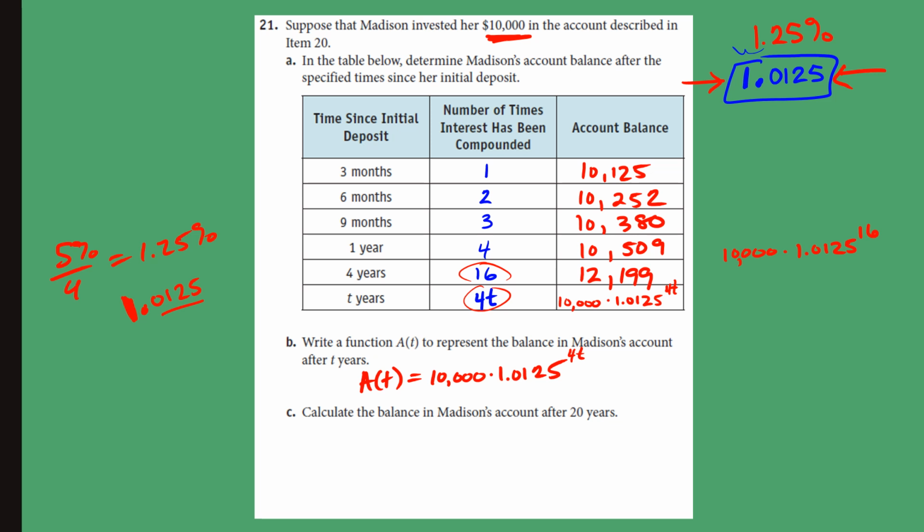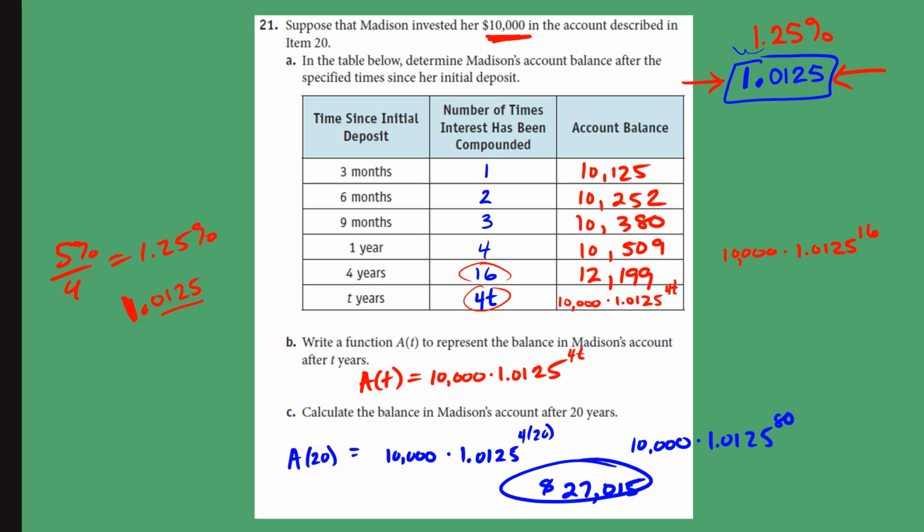So for 20 years, we would have A of 20 would be 10,000 times the growth factor to the power of 4 times 20, which is going to compound 80 times. So 10,000 times 1.0125 to the 80th power. So let's do it and see if we agree. To the power of 80, and then times 10,000, and I'm getting $27,015.